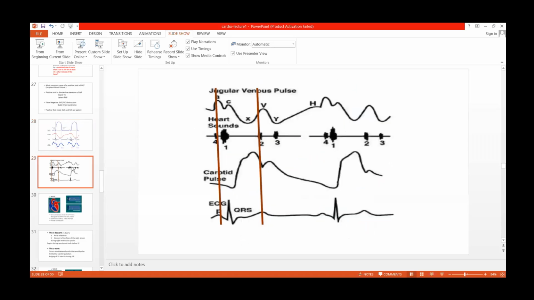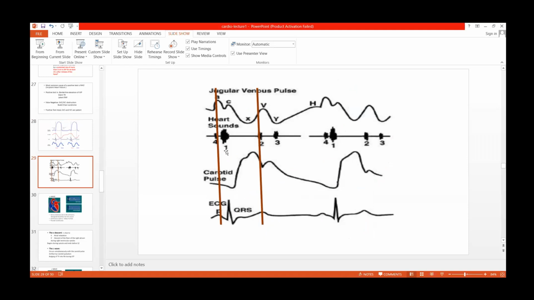Next slide. Next, it is one important slide. So what is the relationship of JVP with the heart sound? So A wave is basically simultaneous with the fourth heart sound. So it is basically late rapid filling phase in the ventricle.